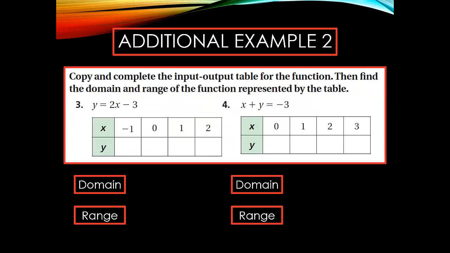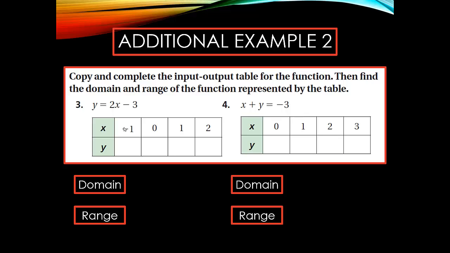Now we have an additional example. You can pause the video and try it on your own, or you may follow along. Copy and complete the input-output table for the function. Then find the domain and range of the function represented by the table. For number 3, we have y equals 2x minus 3. We're going to put in our x values and solve for y.